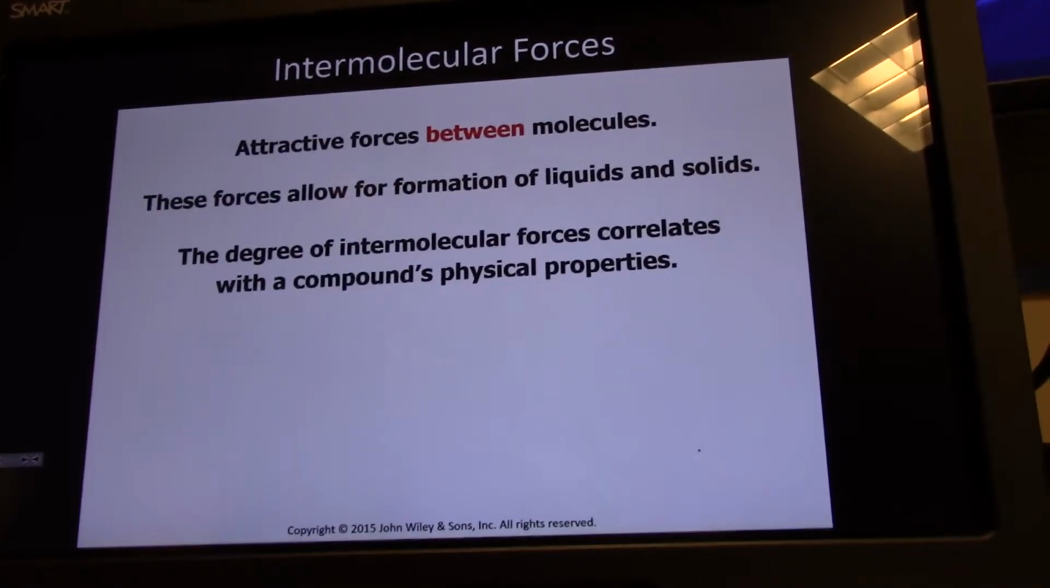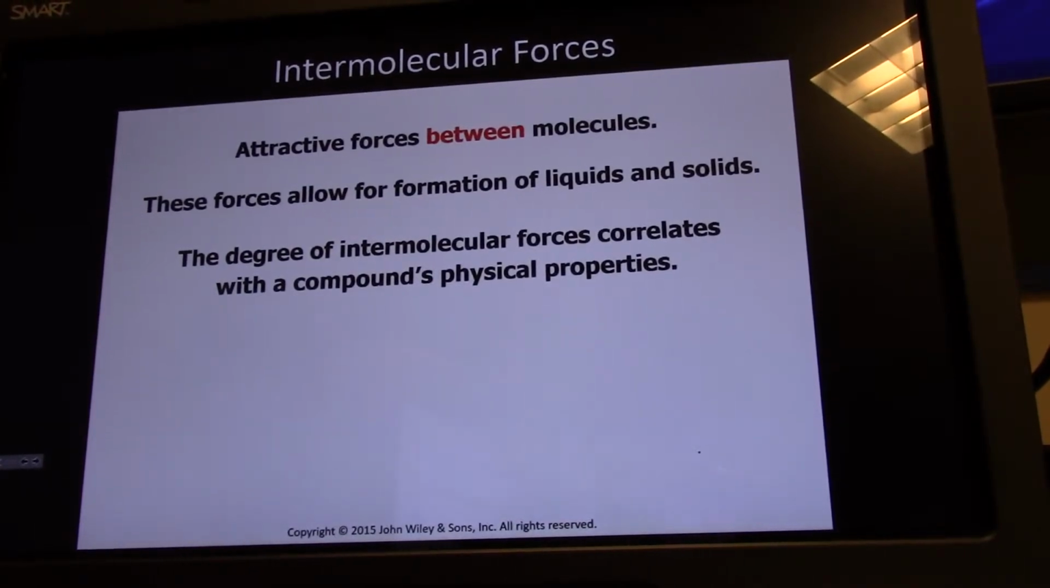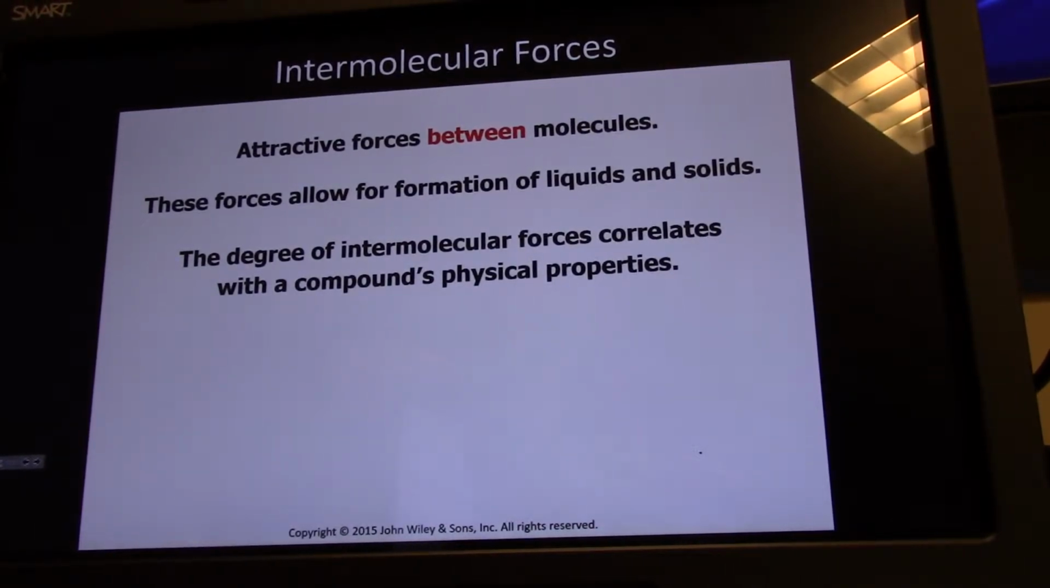Intermolecular forces. These are the attractive forces between molecules. These forces allow for the formations of liquids and solids. The degree of intermolecular forces correlates with the compound's physical properties.